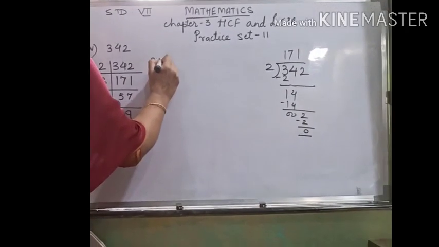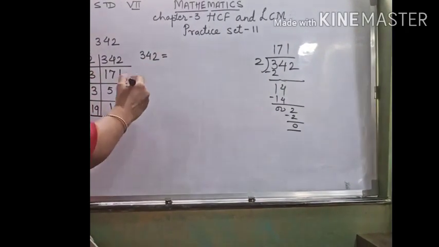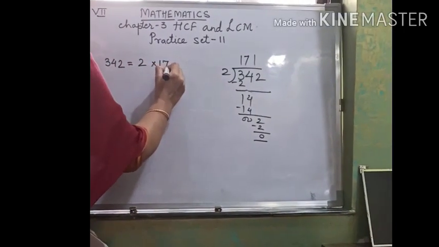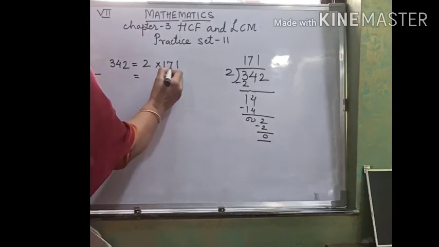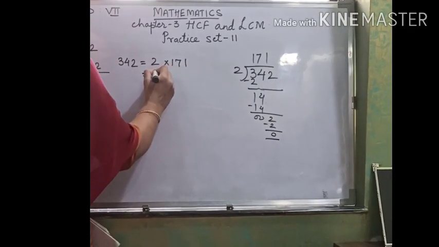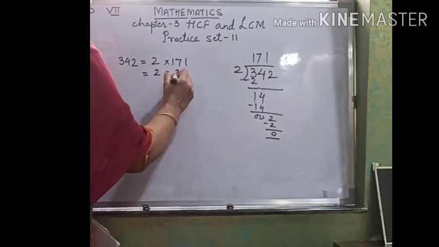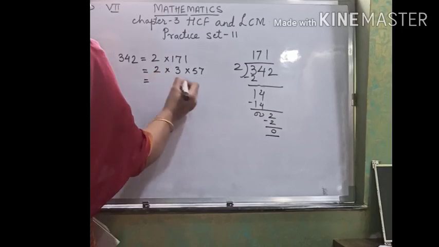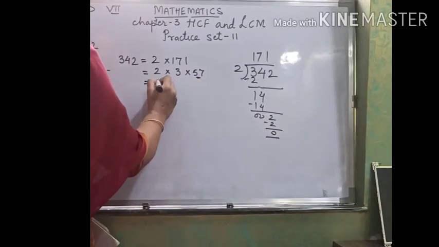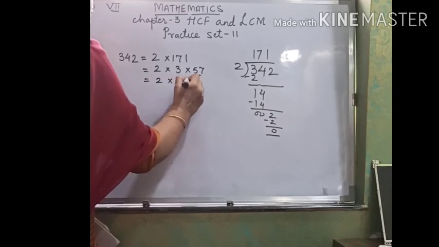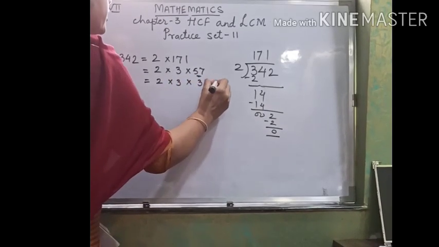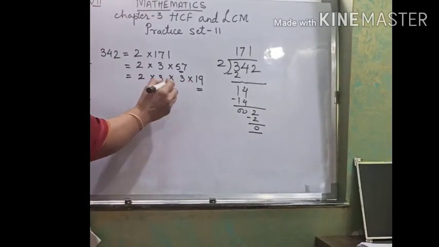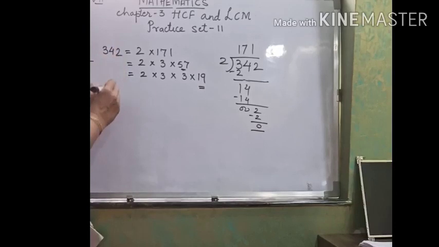The same example we will solve in horizontal method. So we will start from 2. 2 multiplied by 171. Now you will find out divisors of 171. So it is divisible by 3. 3 multiplied by which number? 57. Again you have to find out divisors of 57. 2 multiplied by 3 multiplied by 3 multiplied by 19. Now 19 is a prime number. It is not divisible. Therefore, this is the product form of 342.